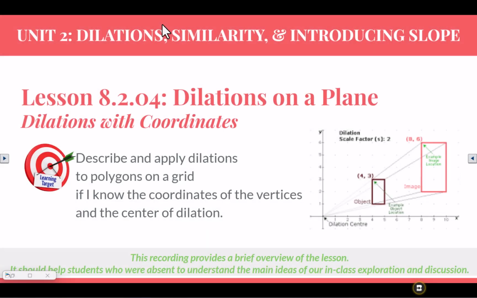Lesson 824, Dilations on a Plane. Dilations with coordinates. In this lesson, we'll describe and apply dilations to polygons on a grid if we know the coordinates of the vertices and the center of dilation.